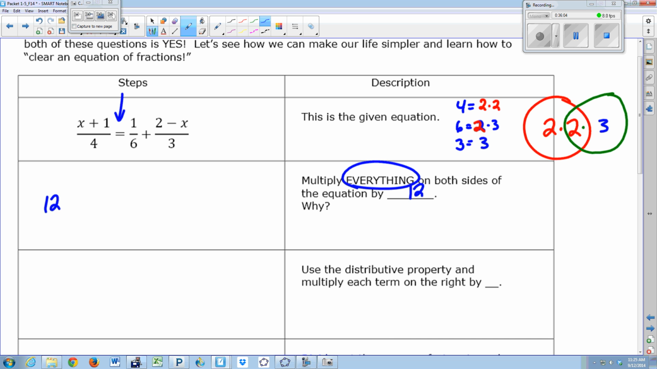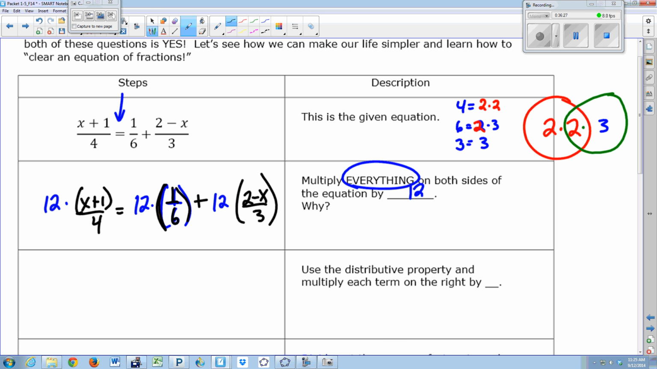So this is what I'm going to do. 12 times x plus 1 over 4 equals 12 times 1/6 plus 12 times 2 minus x over 3. There we go. This is legitimate. I'm not multiplying by 12 over 12. I'm multiplying by 12. But because I'm doing it to both sides, I keep this equation in perfect balance. Okay?